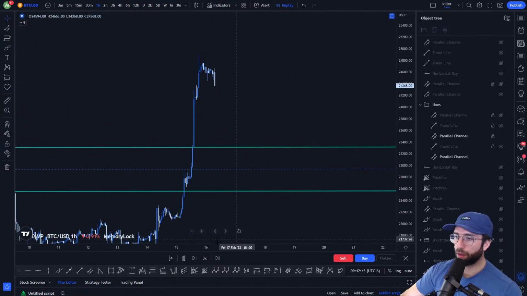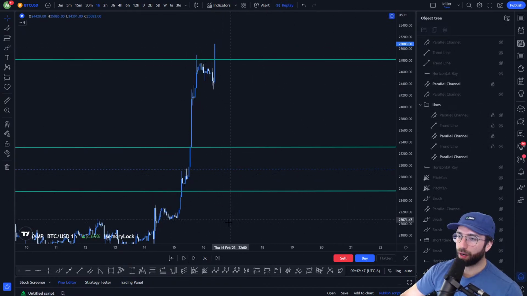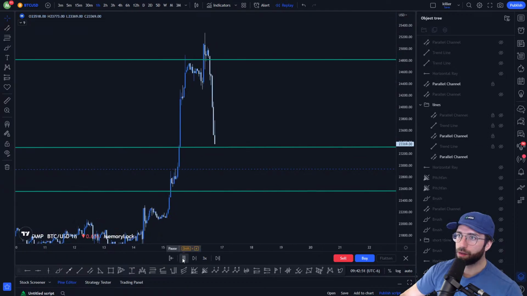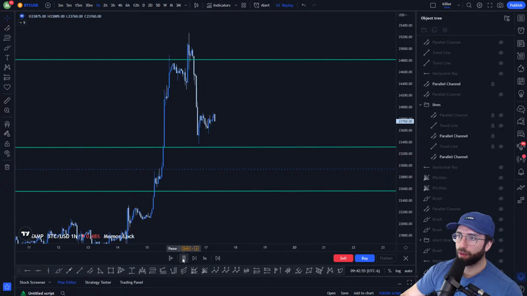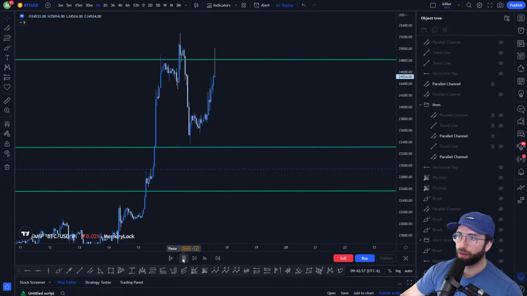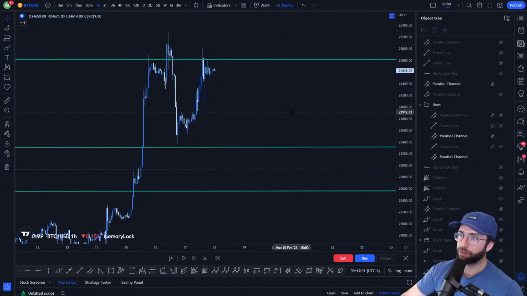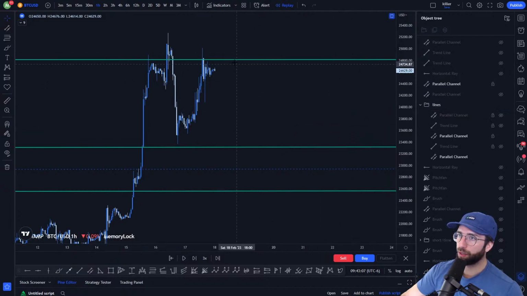Okay, let's pause it. I'm going to put this back on. We finally hit our higher time frame resistance. And we can see what's happening. We're putting in a range. Not surprising. Let's draw out a channel and try to trade this channel. I'm going to hide this one here.